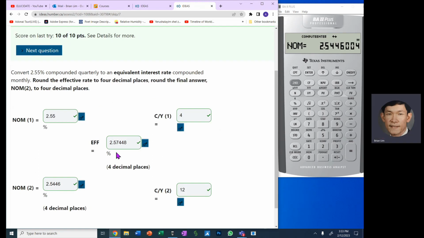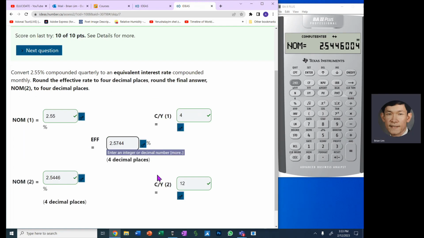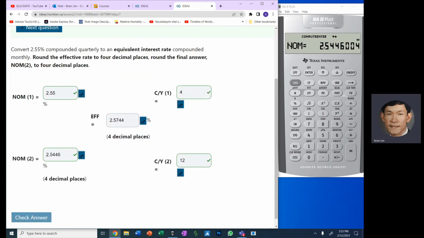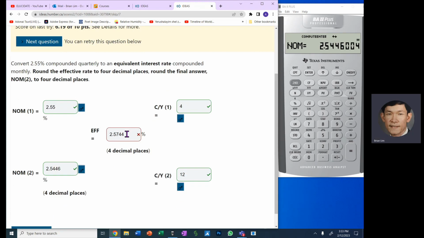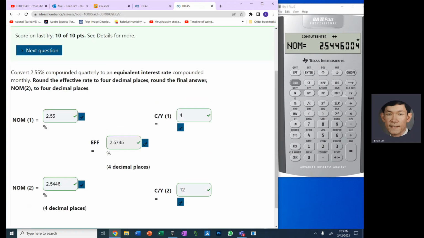And we are correct. Now let's see if we are negligent and say we do not round. And we do that, you will see what will happen. The answer turns out to be incorrect. We have to do the rounding. So it's safer if we go past the 4 decimal places. Okay, so there we are.